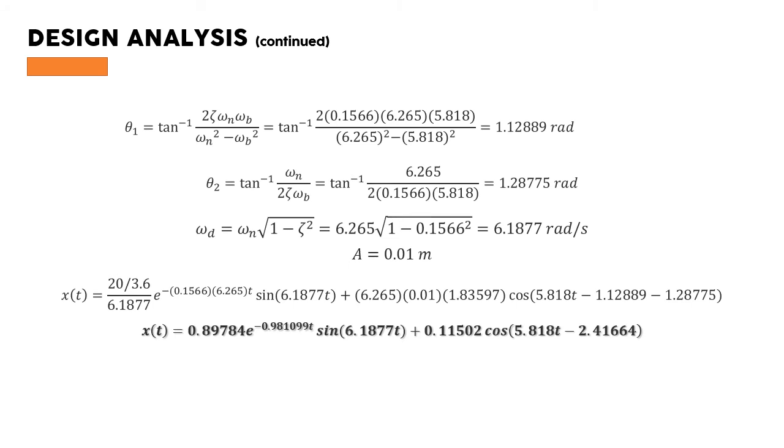So moving on to the analysis, we have found theta 1 and theta 2, which were necessary to further simplify our response equation using these expressions, as you can see on the screen. Then we have found omega d, and our amplitude, which was given in the problem statement as 0.01, and we have substituted these values into the response equation which we found on the previous slides. So you can see these values I have substituted here.